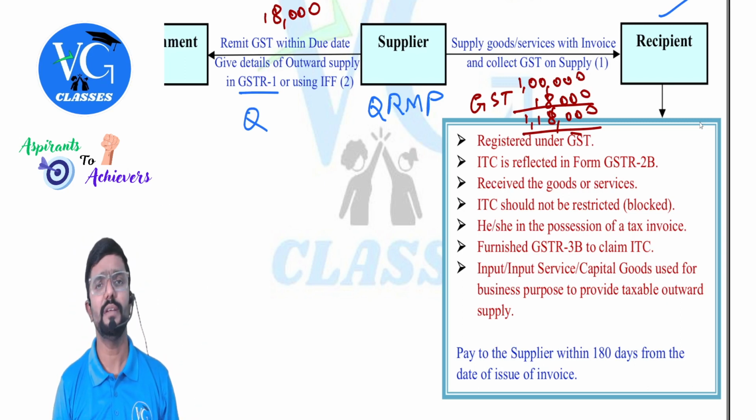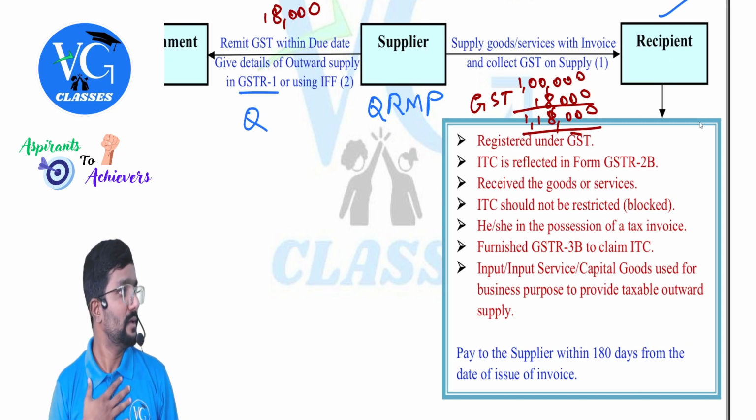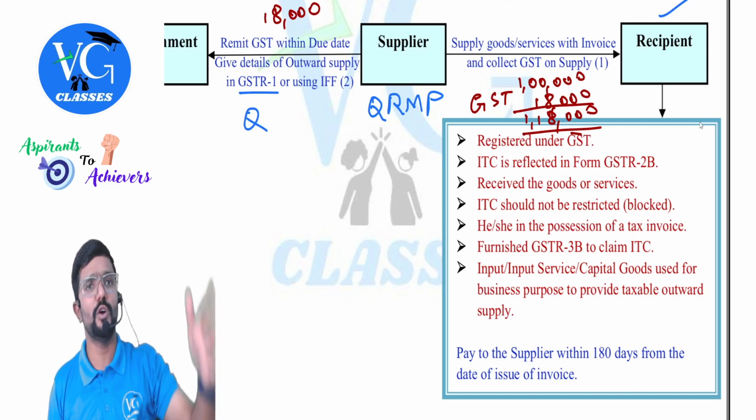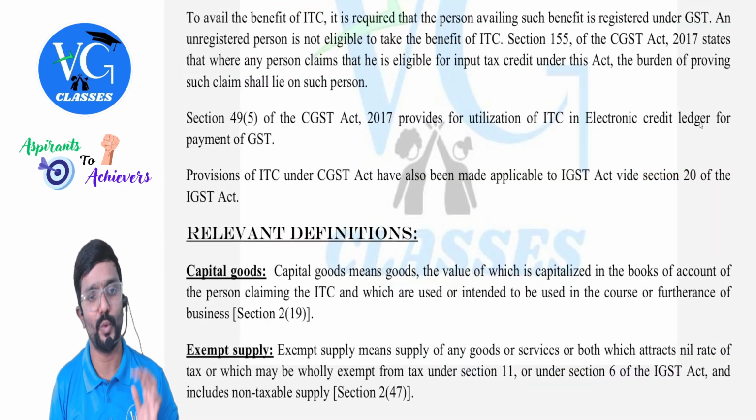Because sometimes scrutiny, sometimes investigation will be opened against the supplier, where they will tell, because you have claimed a credit of so much, prove it. Should I be in a position to prove it? Yes. I should be in a position to prove it, guys.